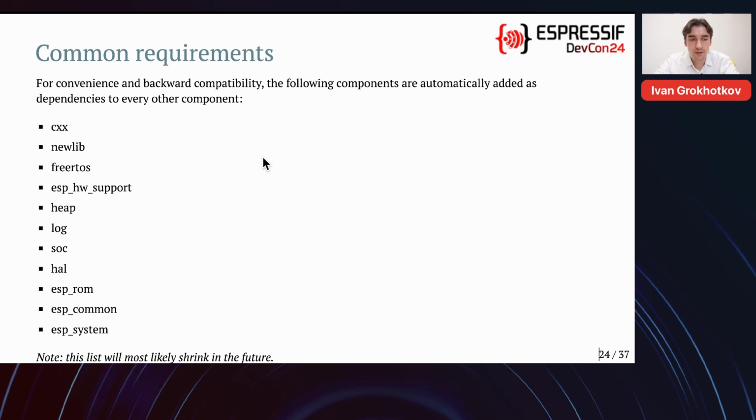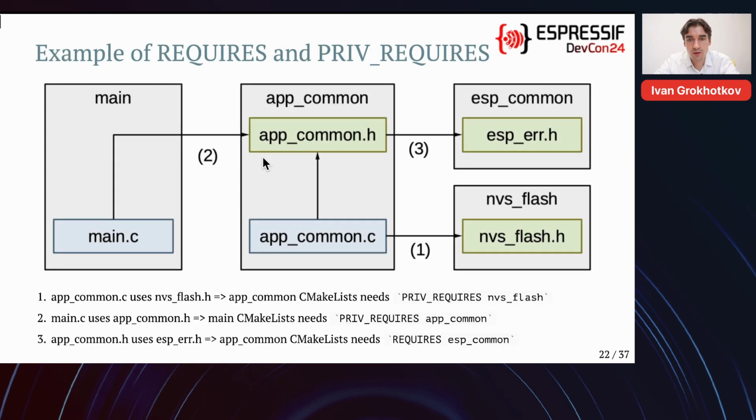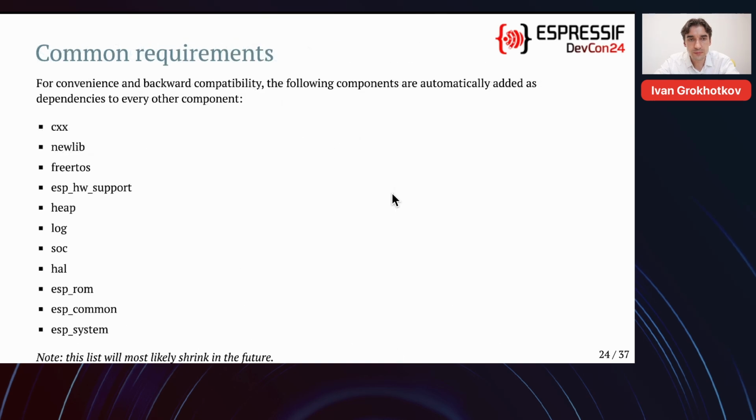The second caveat here is related to the reason why we don't actually have to add ESP common to the requires list of app common. And this is related to common requirements. There are certain components that, for reasons of backward compatibility and also for convenience, are automatically added as dependencies to every other component in the build. It means that if you're using a header file, for example, from heap component or log component or ESP common component, like in the previous case, then you don't have to declare that dependency, and IDF build system will automatically add that dependency to every component.